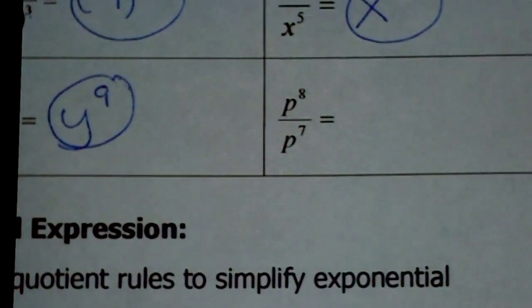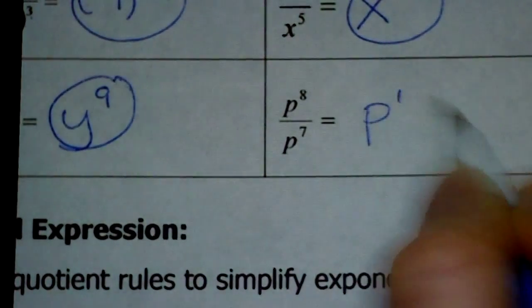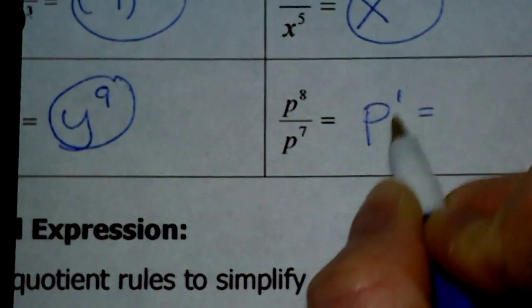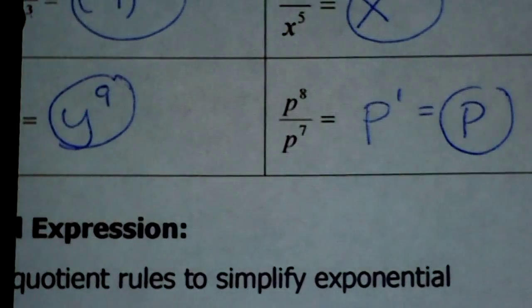Last but not least, I have p to the 8th divided by p to the 7th. Bring over the base. 8 minus 7 is 1. And if we are writing this in simplest form, any number to the 1st power is itself, so your answer should just be p.